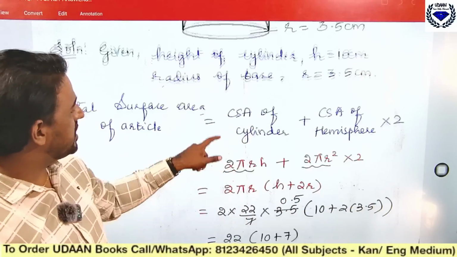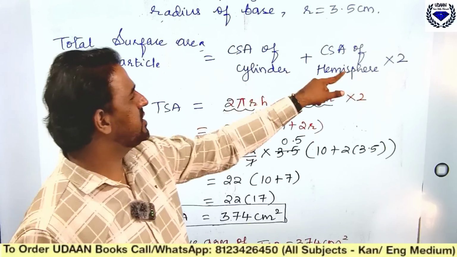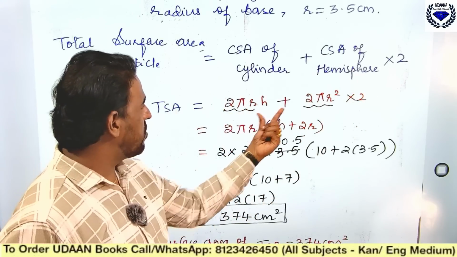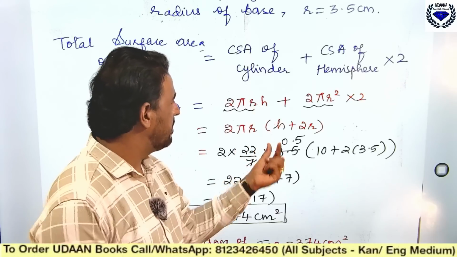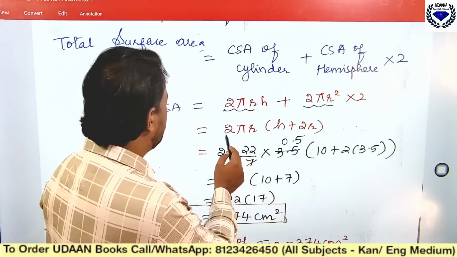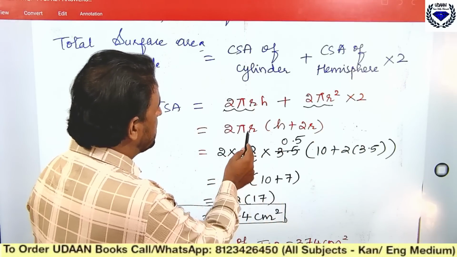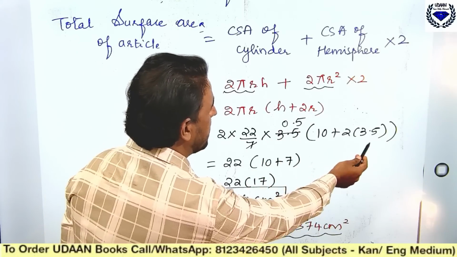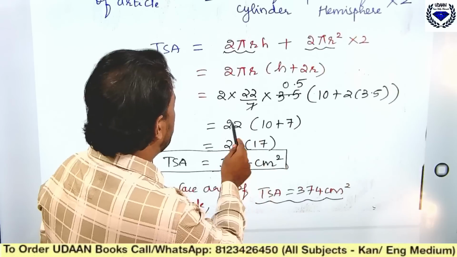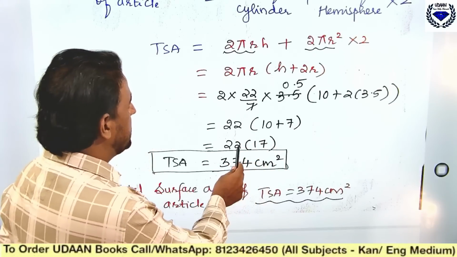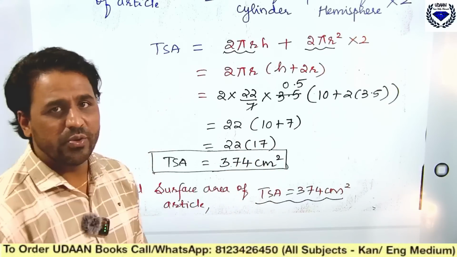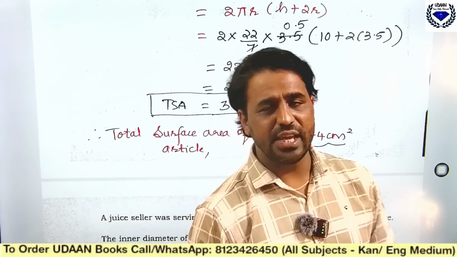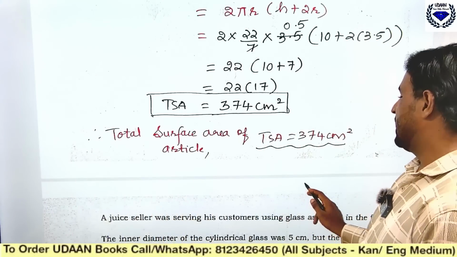Now the CSA of cylinder is 2 pi rh, the CSA of hemisphere is 2 pi r square into 2. So 2 pi r is common in both. Here h will remain, here 2r will remain. 2 into 22 by 7, r is 3.5, just cancel out. h is 10, r is 3.5, multiply this. So 22 into 10 plus 7 is 17. 22 into 17 will give you 374 centimeter square. Therefore, the total surface area of the article is 374.